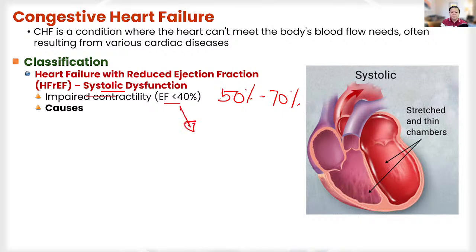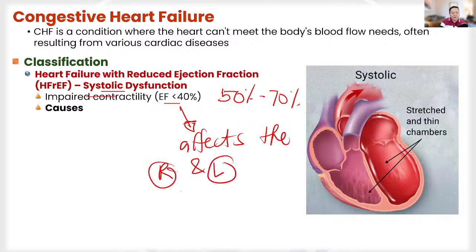Now, what would be the effect of the decreased EF? Well, this can impact the right and also the left side of the heart. Let me just put my signs here. Left side of the heart. So it's not affecting just the left ventricle, but it's also going to affect the right ventricle as well. Please take note of that.